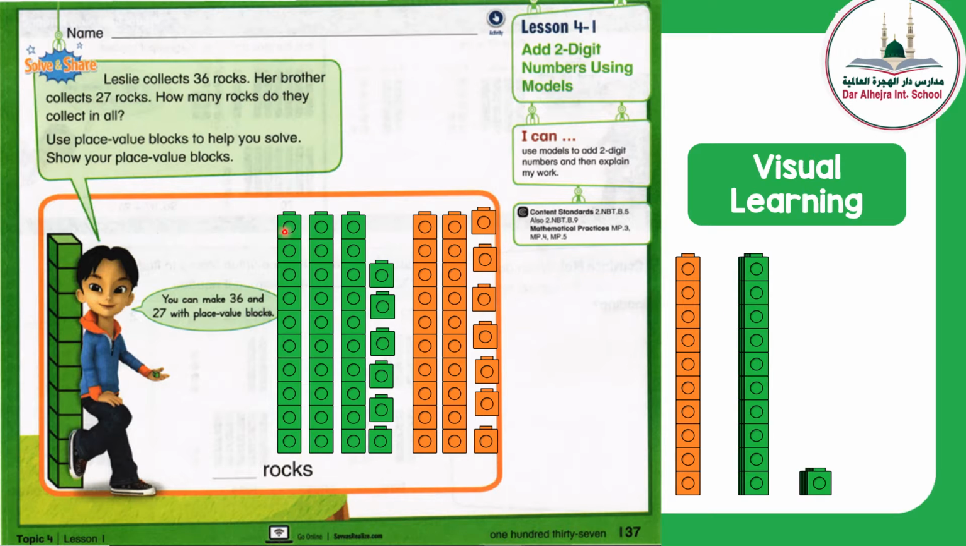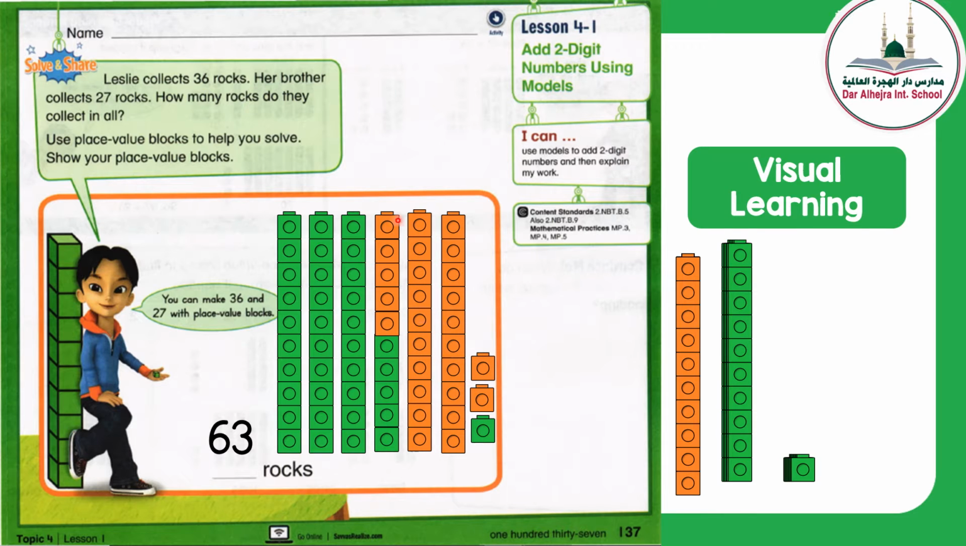So already we can see I have arranged here 3 tens bars and 6 ones blocks, and here again I have added 2 tens bars and 7 ones blocks. What we can do is we can take 5 from these and 5 from these, and we can regroup them into a single one. Here I have taken 5 from orange and 5 from green, and together they make a 10 bar, and this way I have regrouped them into a 10.